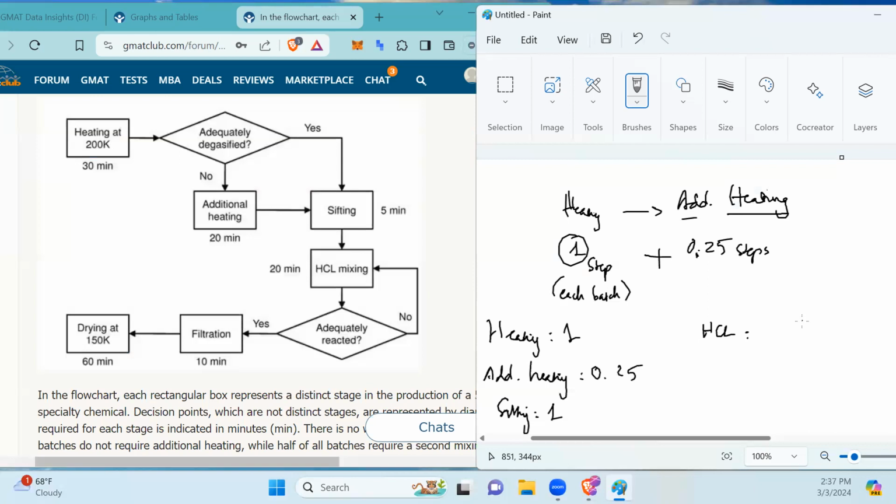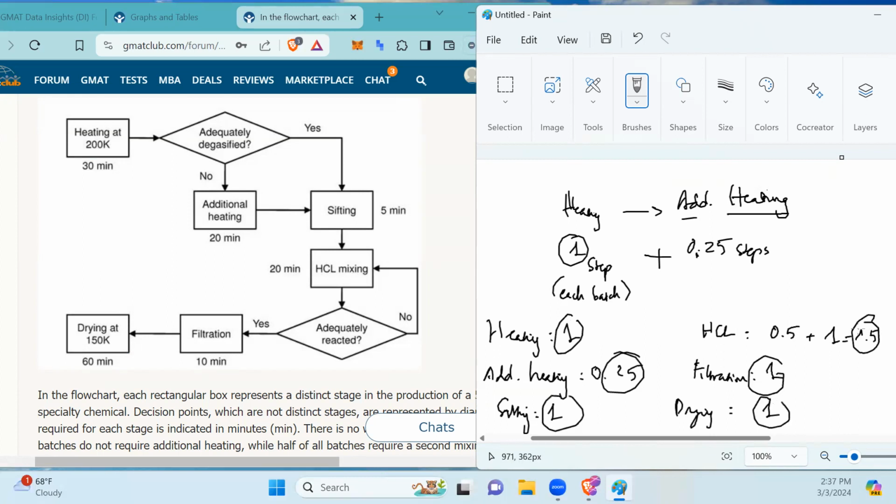Are you sure it's 0.5? Okay, plus 1. Yeah, because all the batches go through the first round of HCl mixing, and then half need the second round of HCl mixing. So the total is 1 plus 0.5, or 1.5. Right, and then filtration is another step, equals 1. And then drying is 1. One more step. We add all these up, and that gets us 5.75, right?